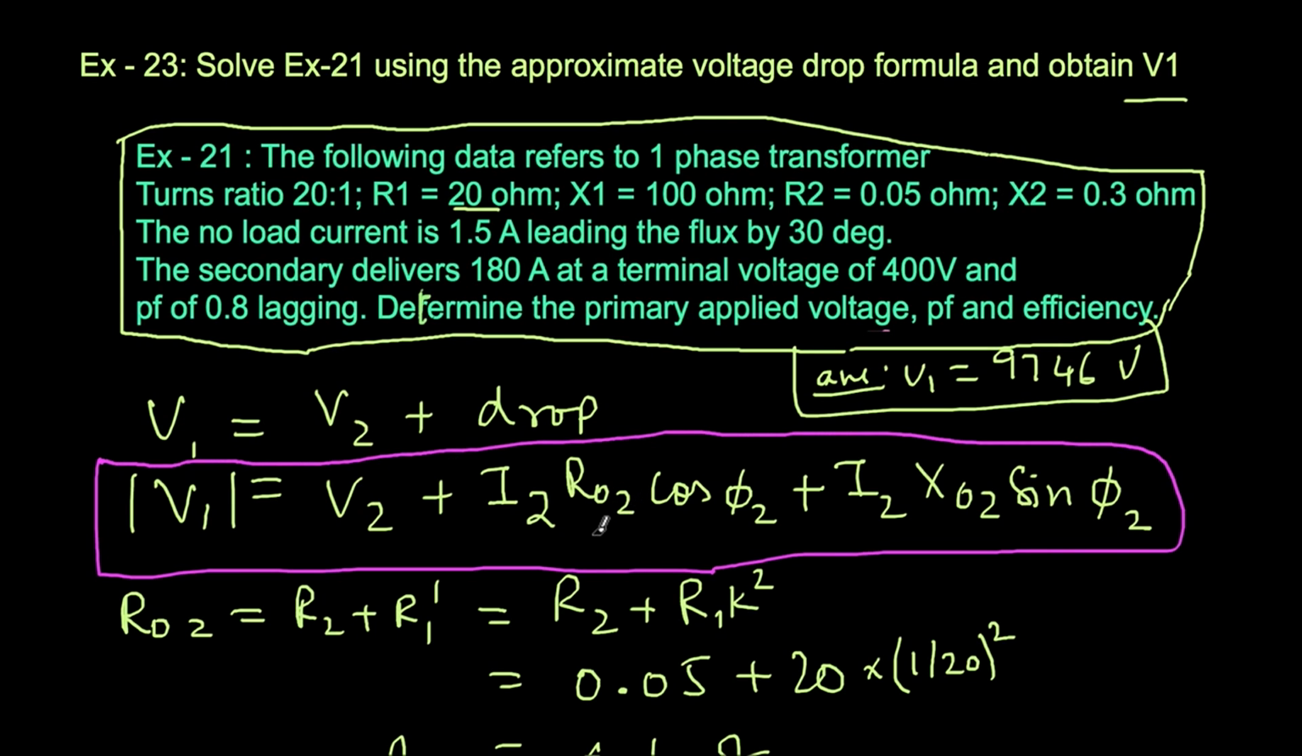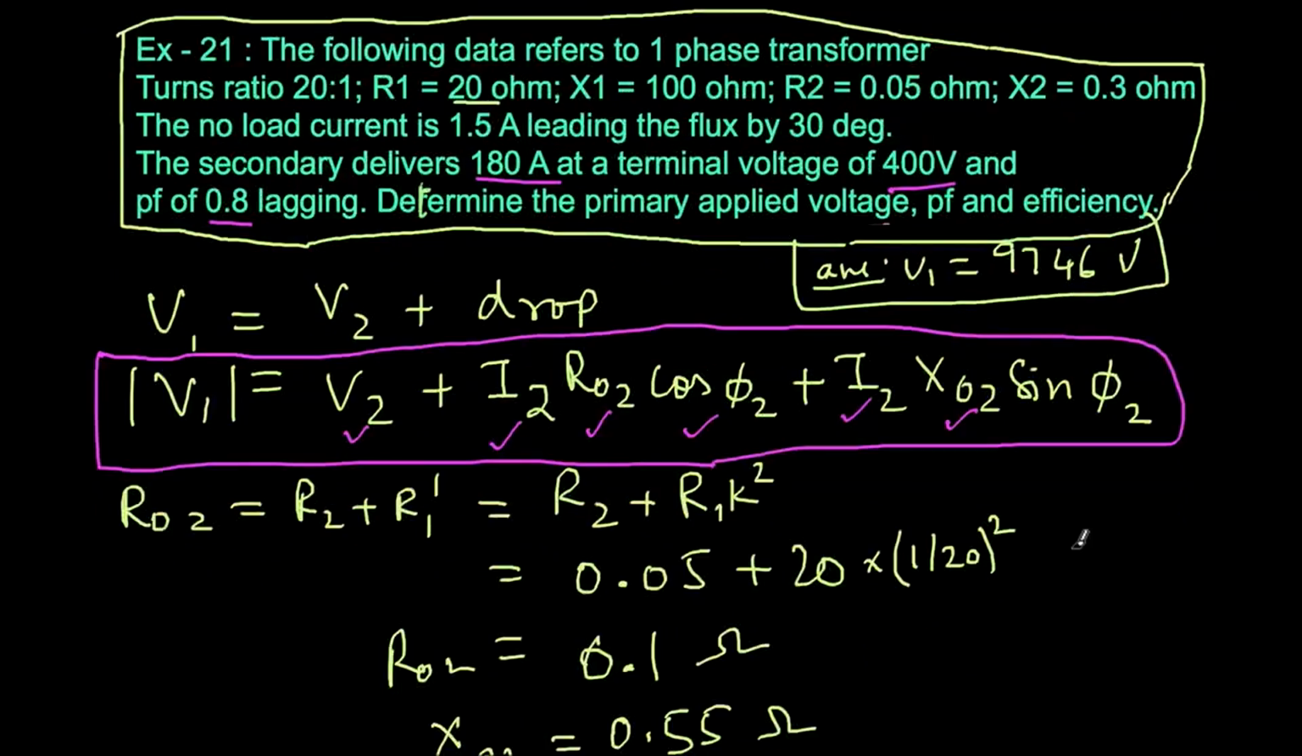In our formula, I know R02, I know X02. V2 we also know because V2 is given in the question, 400 volts. I2 is also given, 180 amperes. Cos phi 2, the power factor, I also know, 0.8. Now I just want to know what sin phi 2 is.